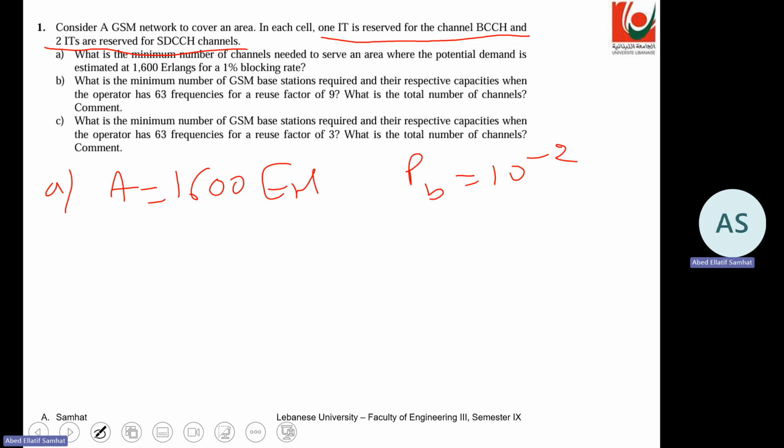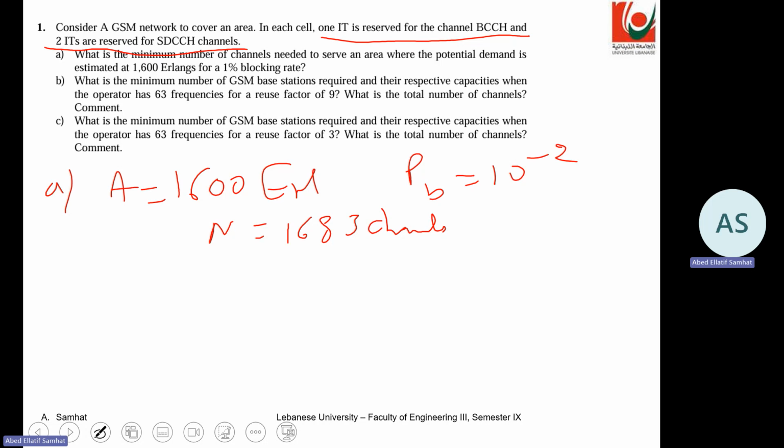We can check the number of channels using the Erlang table, and we can find n is equal to 1,083 channel, which is really the physical channel. Okay, I want to give you an approximation. You can use it if you don't have the formula.